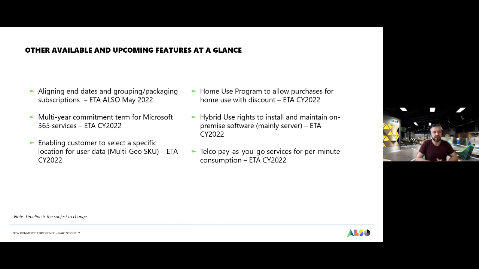There are other things like hybrid use rights, for example, which will enable customers moving to the cloud to keep their on-prem infrastructure without paying a license fee for the on-prem software, because these hybrid use rights will cover this licensing fee need, so you don't have double cost at the time when you move to the cloud or you want to keep some infrastructure hybrid. There are other things that Microsoft is planning to introduce, but I think that's enough for now to focus on.